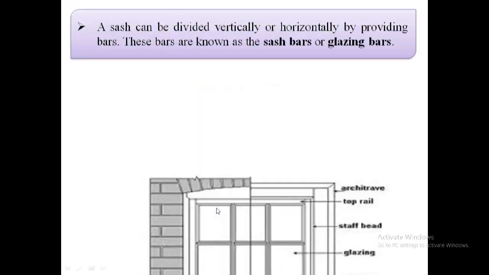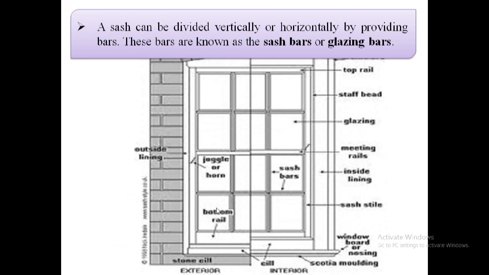A sash can be divided vertically or horizontally by providing bars. These bars are known as the sash bars or glazing bars as shown in this image. So in this image you can see these are sash, various sash. So this sash can be divided vertically or horizontally by providing these bars. So these bars are known as sash bars or glazing bars.